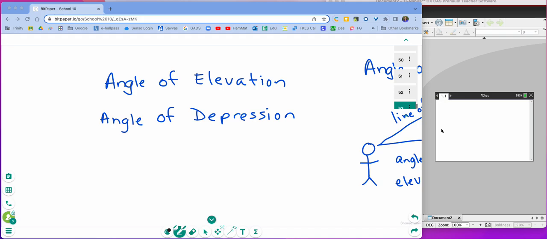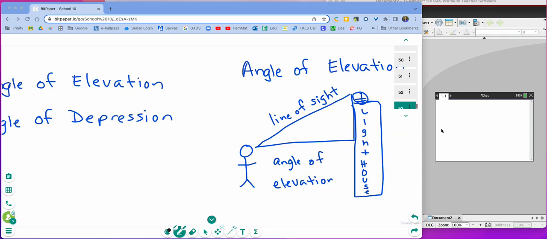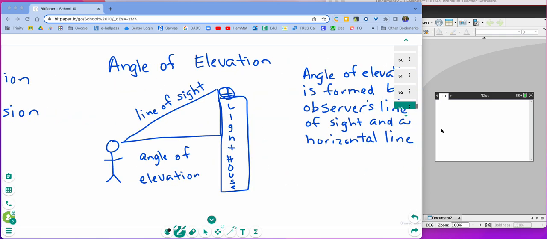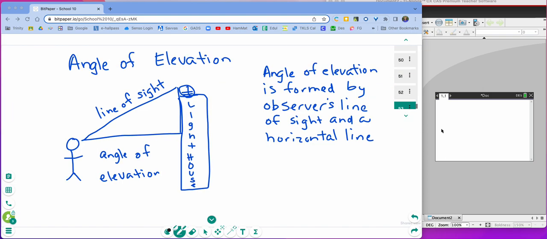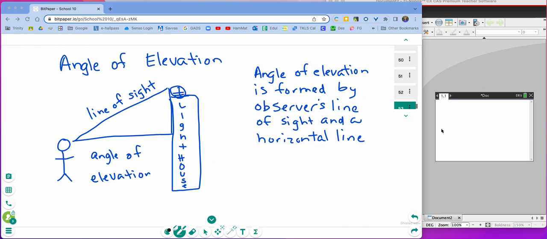All right, we're going to be talking about angle of elevation and angle of depression. So let's take a look at the angle of elevation first. We are looking at a person standing here and he's looking up at a lighthouse.